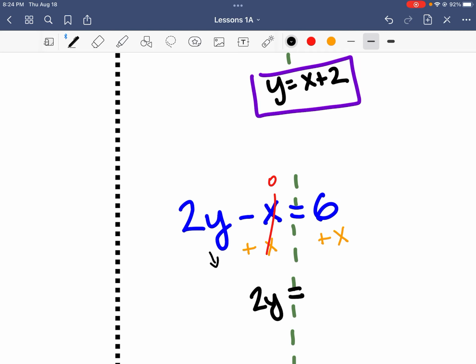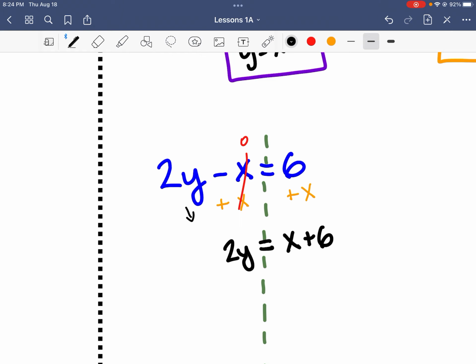I don't know what x is. X could be 0, x could be 20. We don't know what it is. So we're going to bring it back, all of it down. Is y by itself? No, it is not by itself. I still have this 2.